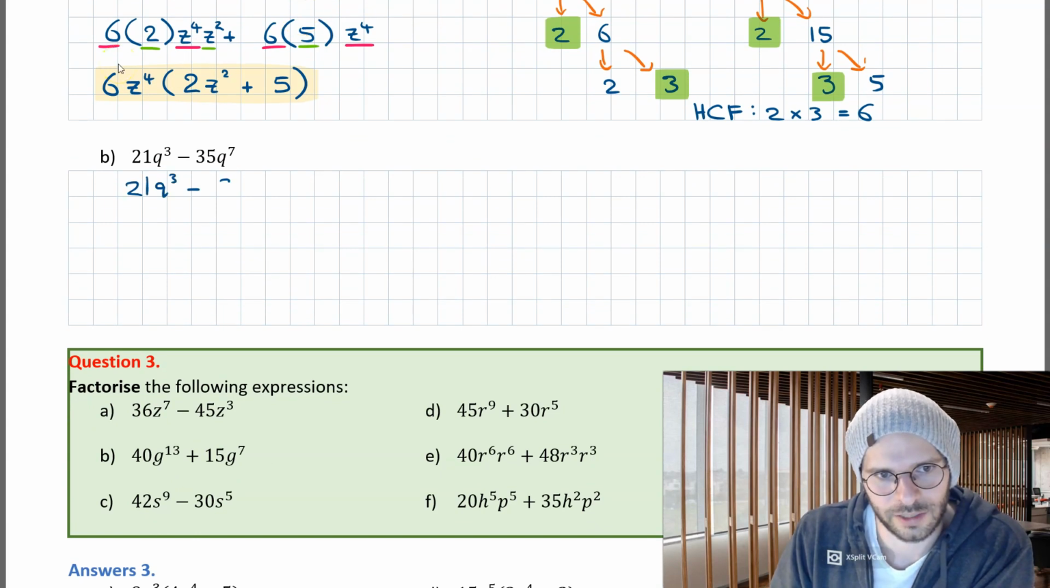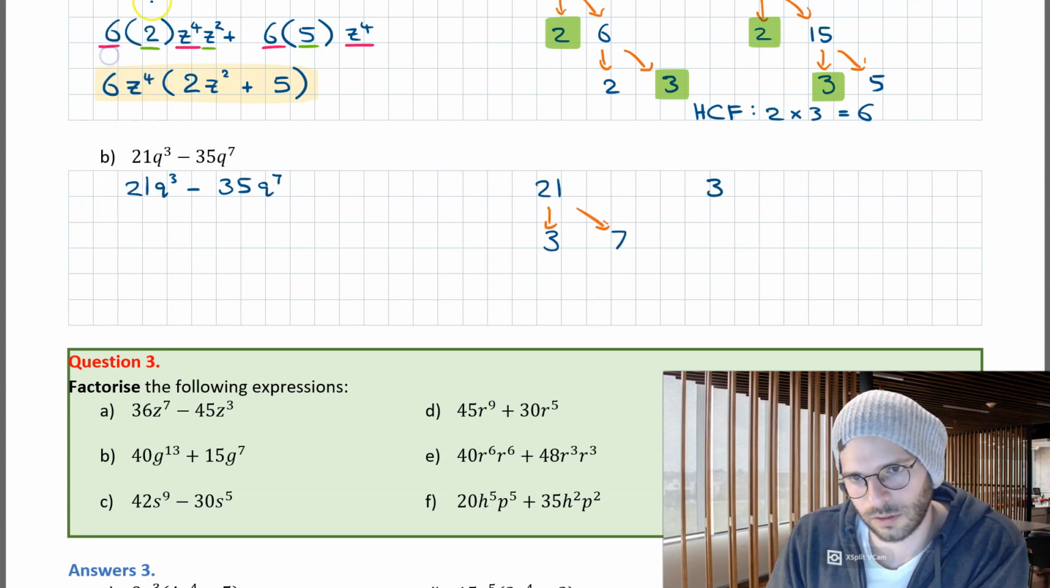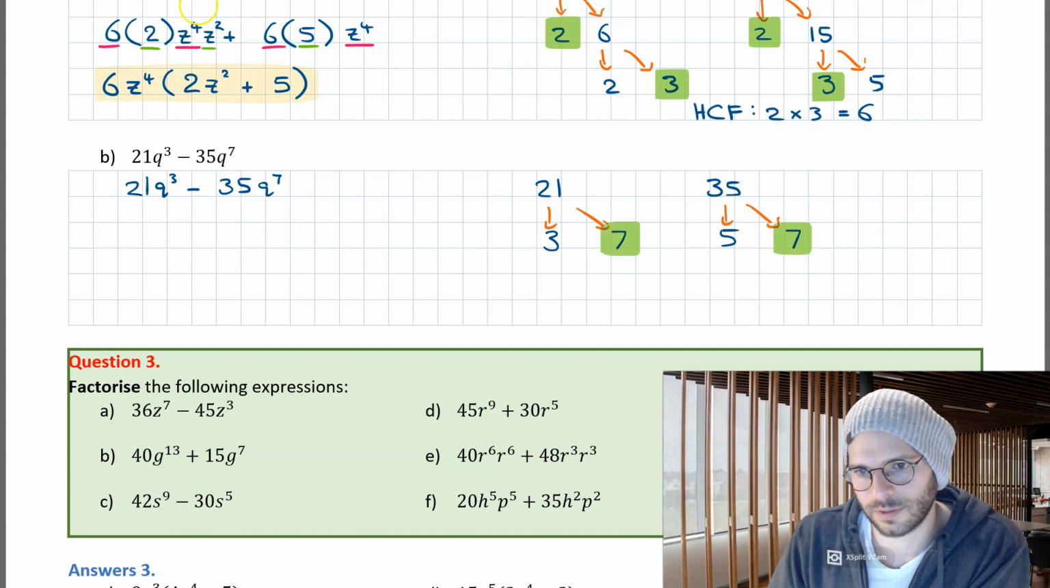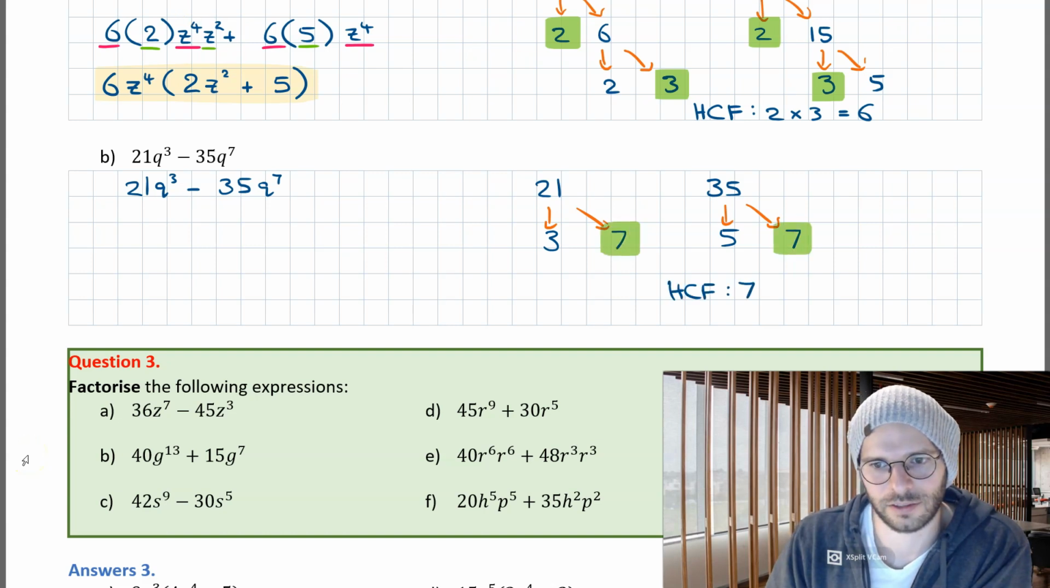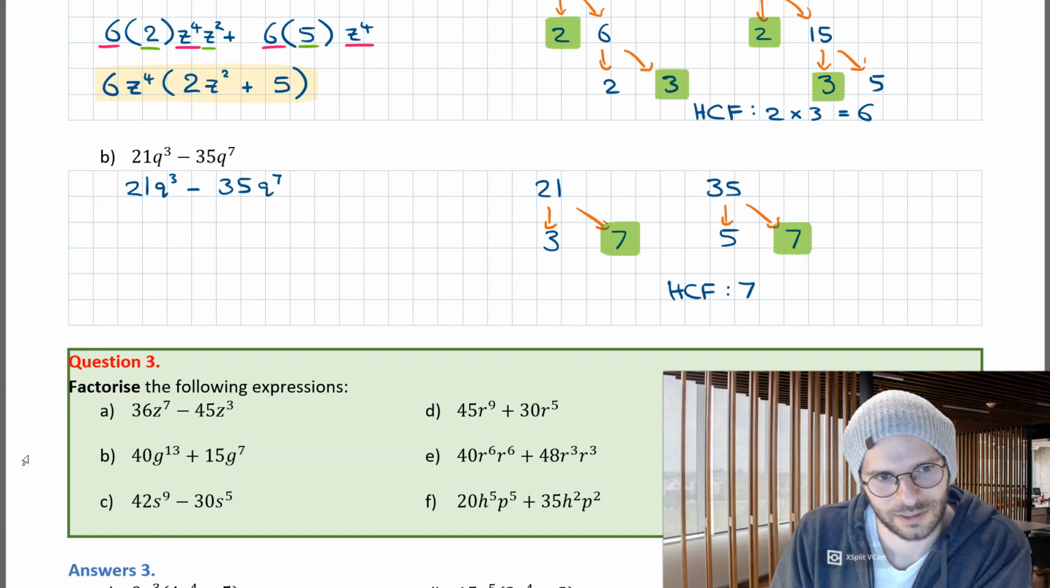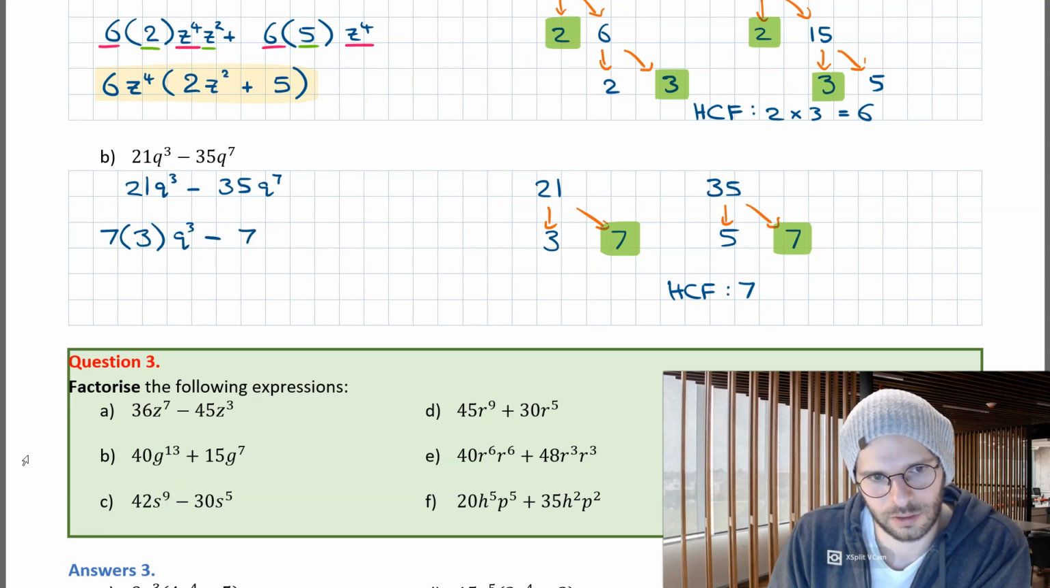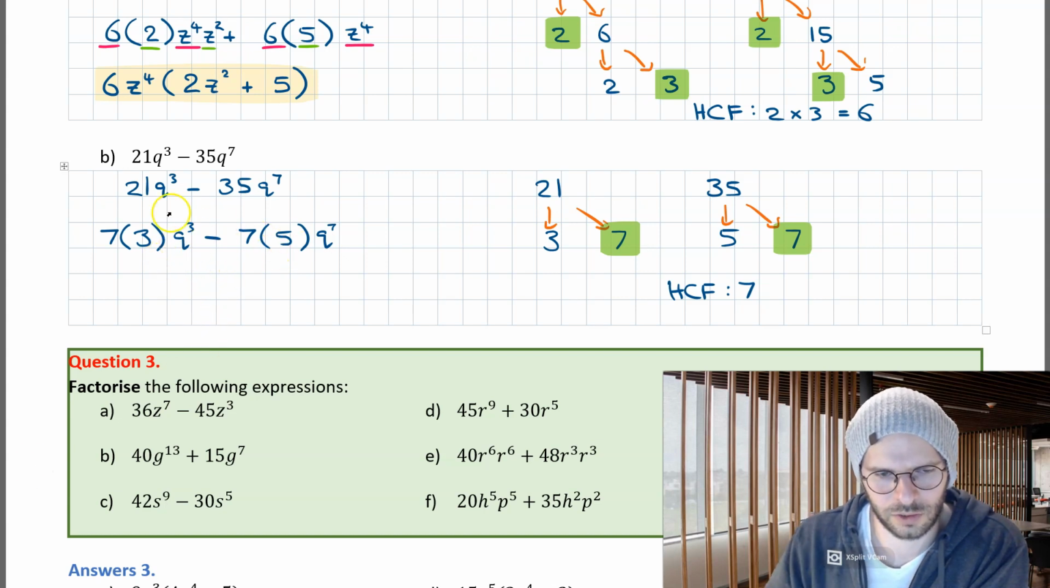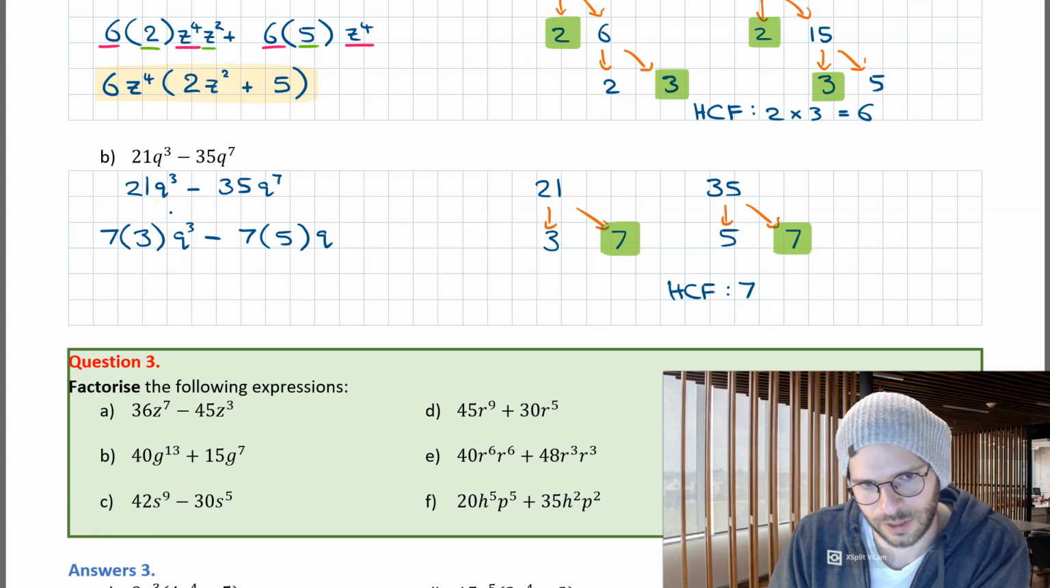21q cubed minus 35q to the power of 7. Drawing our factor trees. What do we have in common? 7s. So I've got a highest common factor of 7. Taking this into account, 21 divided by 7 is 3, q cubed minus 35 divided by 7 is 5, q7. I've got q's across both of my terms. The smallest one is to the power of 3, so I break the q7 into q to the 3, q to the 4.